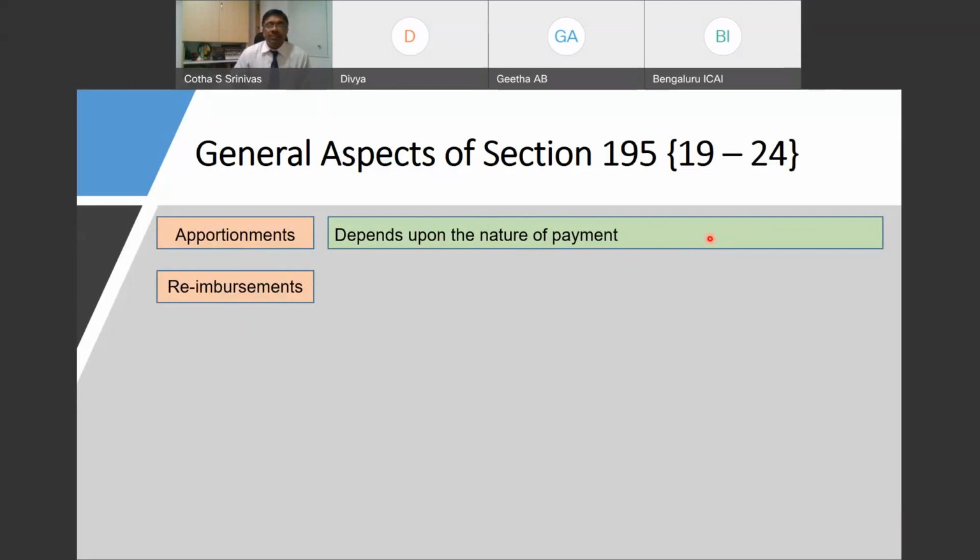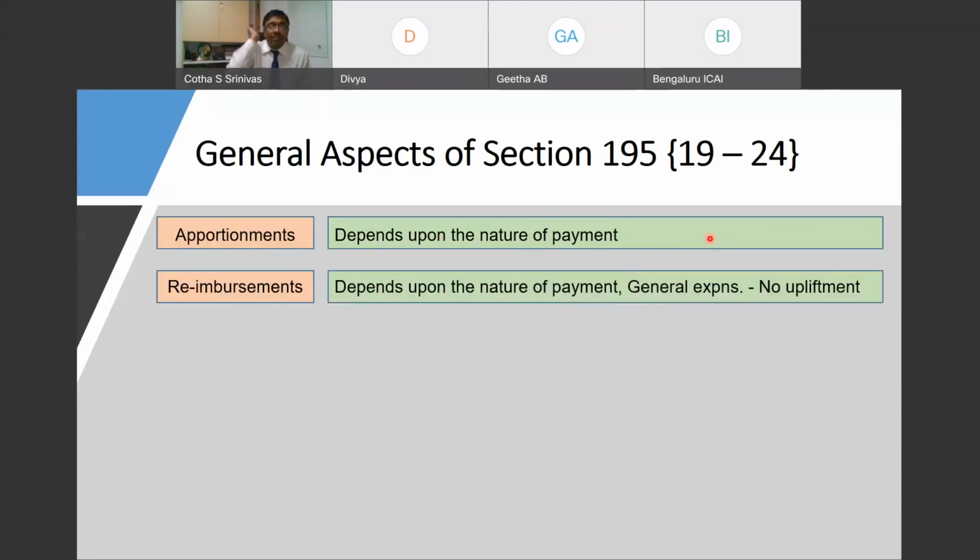Then reimbursement. Just now I explained how this reimbursement works. It depends upon the nature of payment. Just because it is in the name of reimbursement, we cannot construe that it is not subject to TDS. Depending upon the nature of payment, even reimbursement will be subject to TDS.